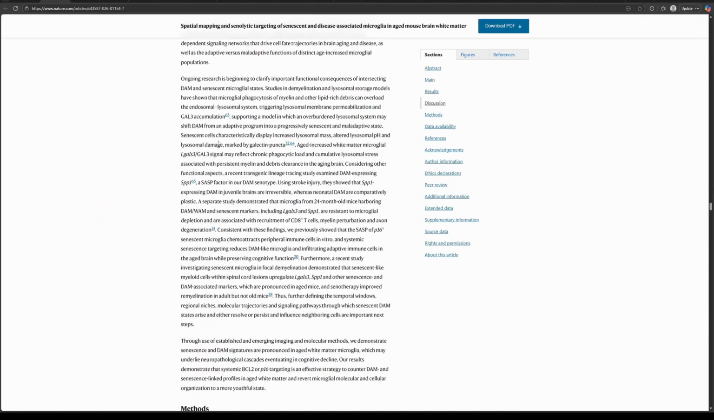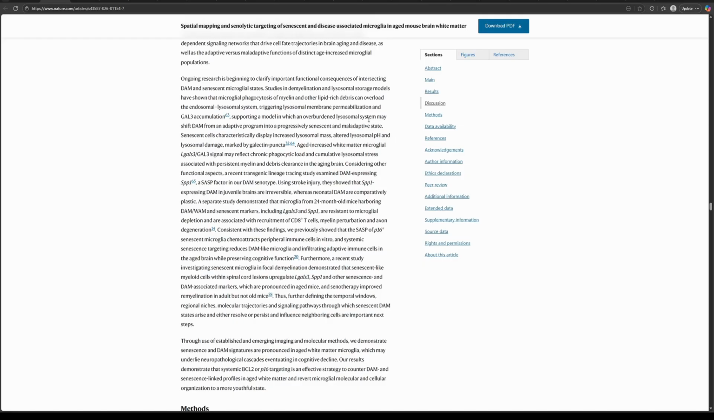So, fat-rich debris can overload the system, triggering the membrane to become permeable, which leads to the accumulation of Gal3 protein. I'm assuming the lysosome has some sort of hand in the cell producing Gal3, and this allows for the Gal3 to leave the lysosome and enter into the cell. I could be wrong about that, but that's what I think they're saying. An overburdened lysosomal system may shift DAM from an adaptive program into a senescent maladaptive state. So stress to the lysosomal organelle and the lysosomal system may cause this shift into a senescent state for microglia.